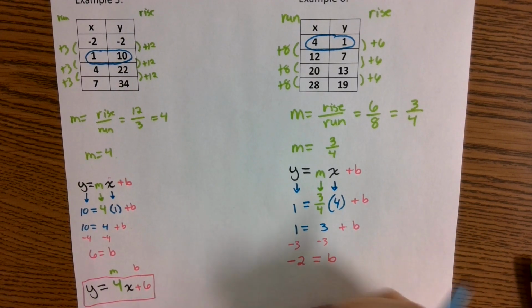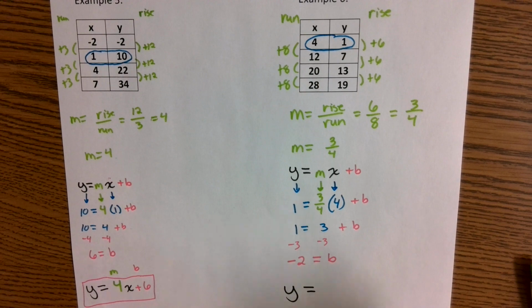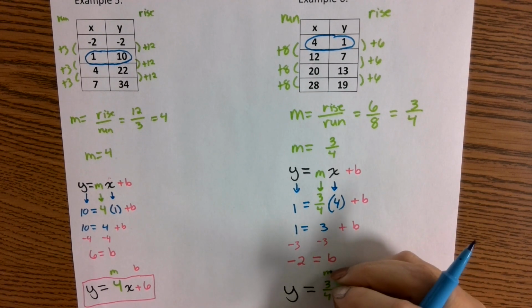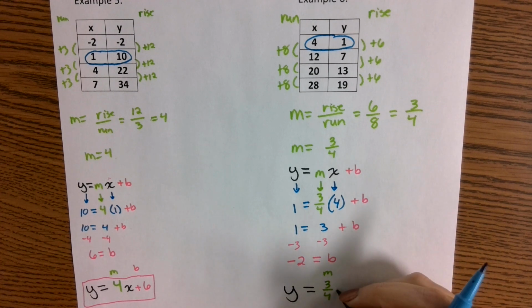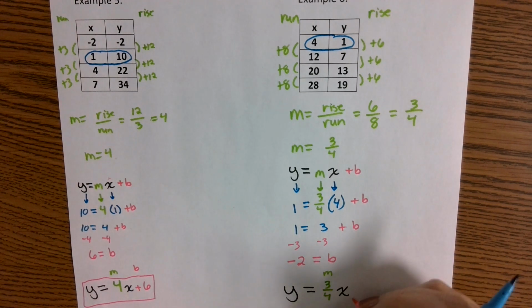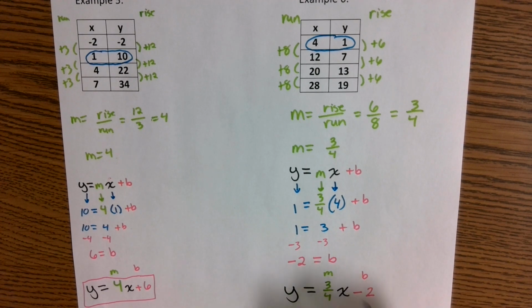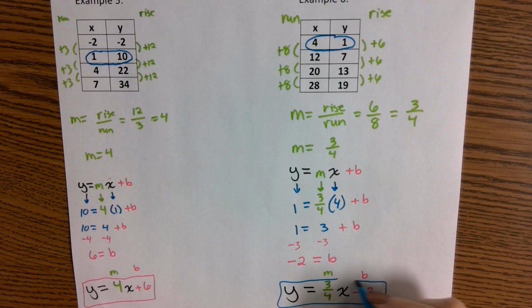So when I plug it into my equation, y is equal to my slope, which was 3 over 4, that's my m, times x, and then minus 2. My b value is negative 2. So there's my final equation.